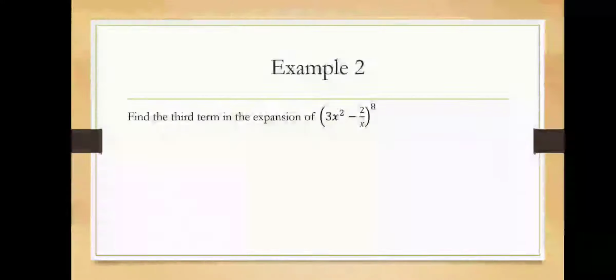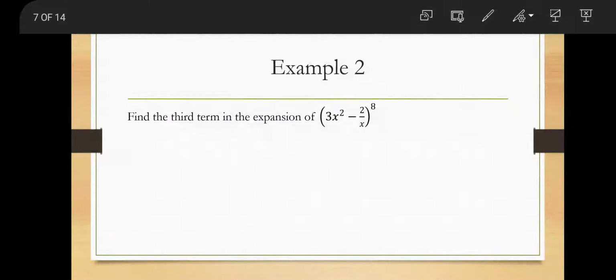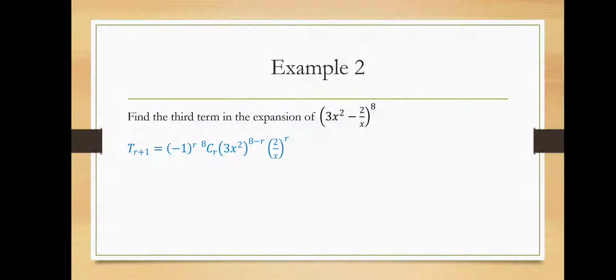Then find the third term in the expansion of 3x square minus 2 by x whole to the power 8. Here first I need to write the general term and then put the value of r accordingly to get the third term. So let us first write the general term. So the general term looks something like this. Now I think I need not explain why this is so. Now I need to find the third term.